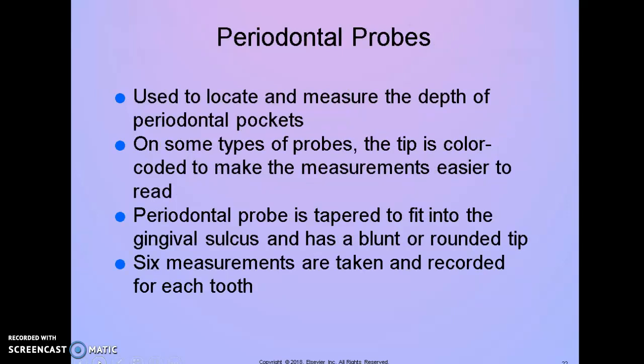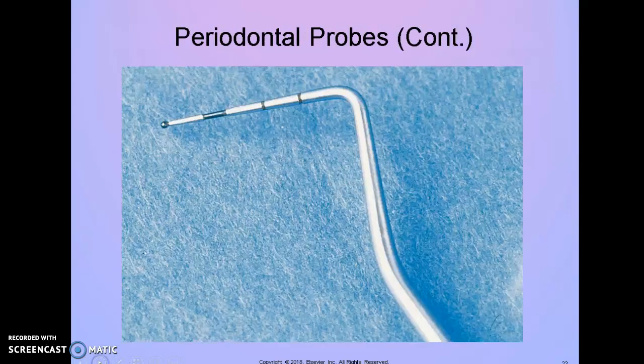Probes are used to locate and measure the depth of the perio pockets. On some types of probes, the tip is color-coded to make the measurements easier to read. Probes can be tapered to fit into the gingival sulcus and have a blunt, rounded tip. There are 6 measurements taken and recorded for each tooth that the probe goes around.